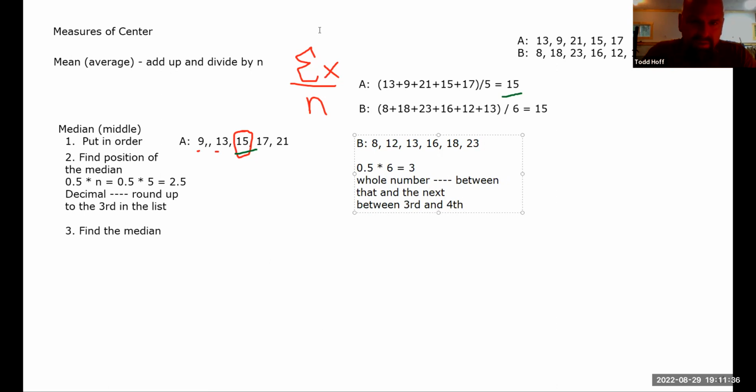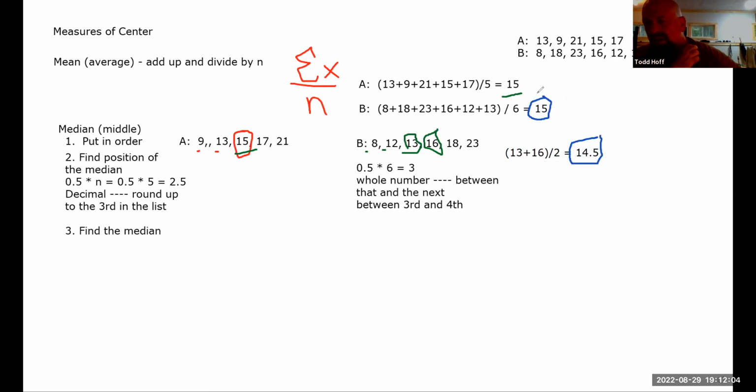So we locate those. 1, 2, 3. The third number is 13. Fourth number is 16. To find out what's between them, we just add them together, 13 plus 16, and divide by 2, giving us 14.5. Well, let's compare this number. 14.5 is really close to the mean of 15 for data set B, but not exactly the same. So since they're really close, this data is approximately normally distributed, but it might have a slight skew, and I'll explain skew in just a minute.